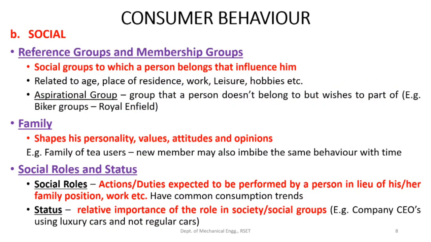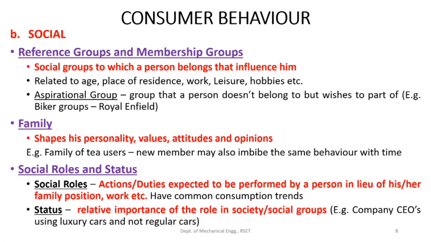The next important factor that influences consumer behavior is social factors. Now, there are three sub-factors under social factors. They are reference groups and membership groups, family, and social roles and status. So let us take the very first factor, called reference groups and membership groups. People usually belong to different social groups, and these social groups that they belong to influence their buying behavior.